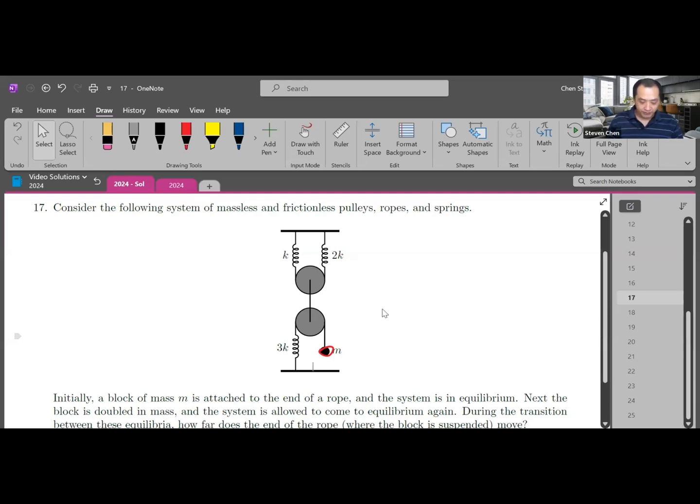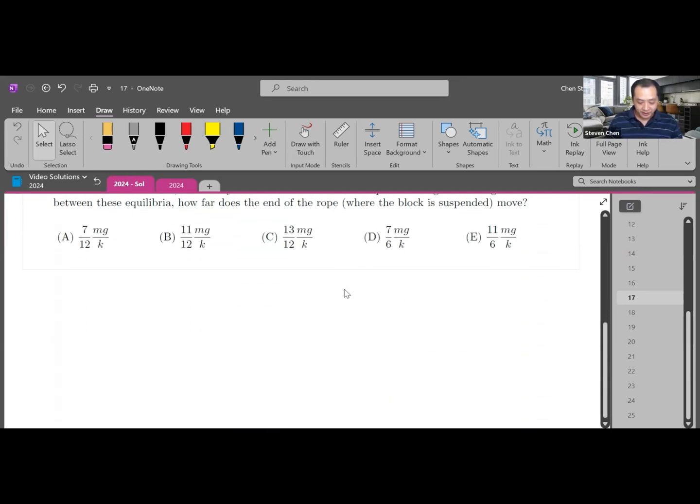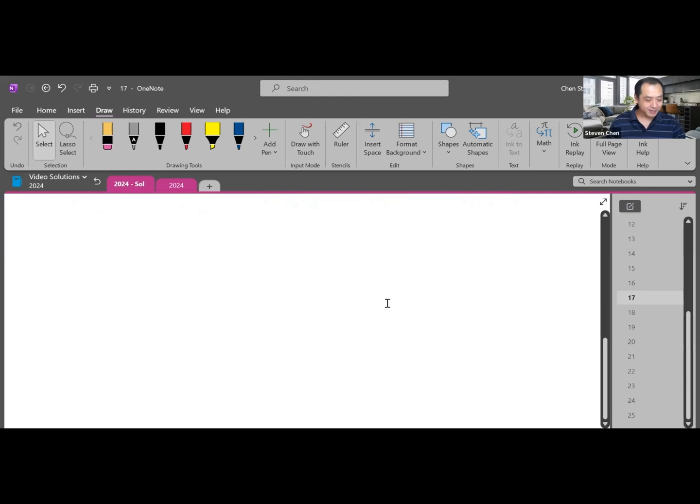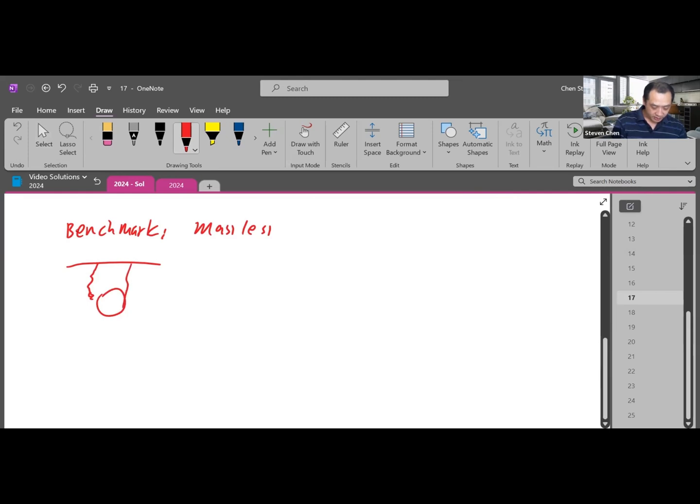Okay. All right. So now let's begin with looking at the benchmark system where the mass here is equal to 0. So the entire system is massless. So in equilibrium, we know that the system has the 3 springs at their relaxed length. Okay. So in equilibrium on the top, everything is massless. Okay. So this is the thing we need to define for the benchmark scenario.